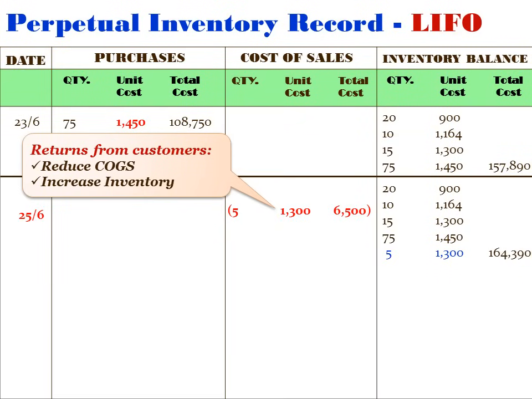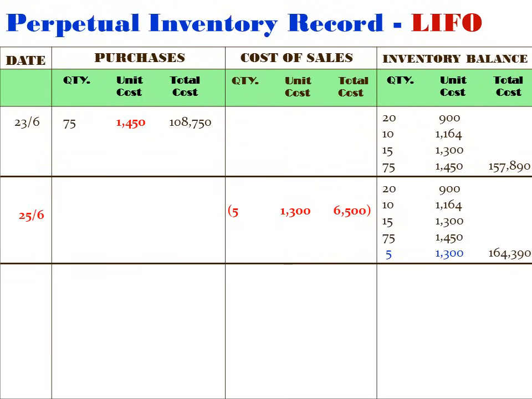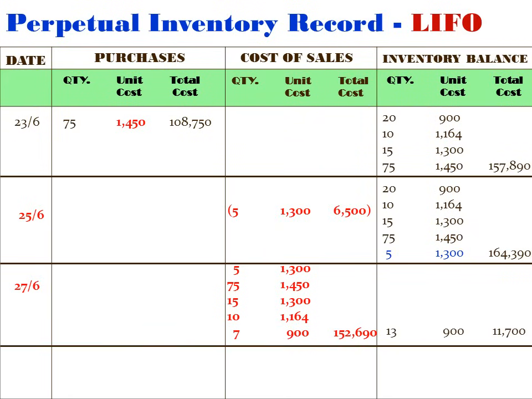Now coming down, on the 27th, we sold 112 units. Selling these 112 units, we are using last in, first out. So we'll have to start from the bottom. So here, the 5 at 1.3 would go first. Then the 75, 75 and 5, that's 80. Then the 15, that's 95. Remember, it's 112 we are aiming for. So far we are at 95. Then we have another 10, that's 105. So therefore we need to take another 7 out of those 20. So at the end of the day, we are left with 13 units at 900 on the very last date.